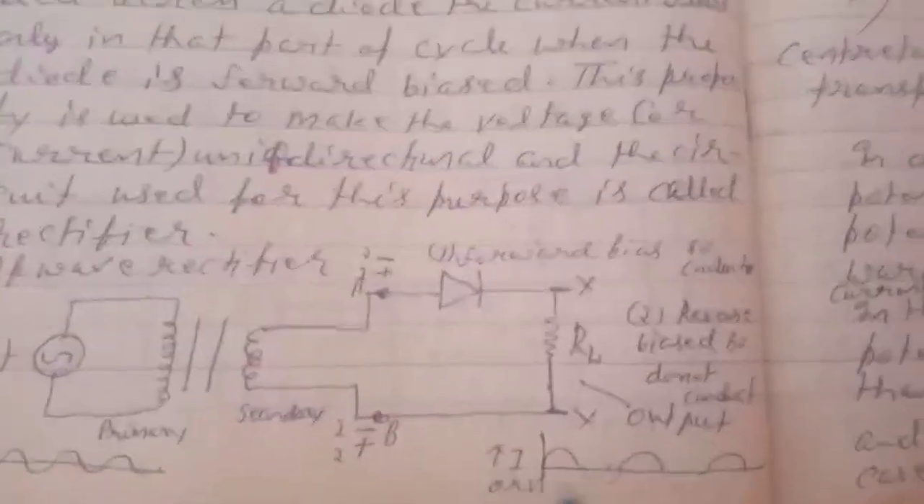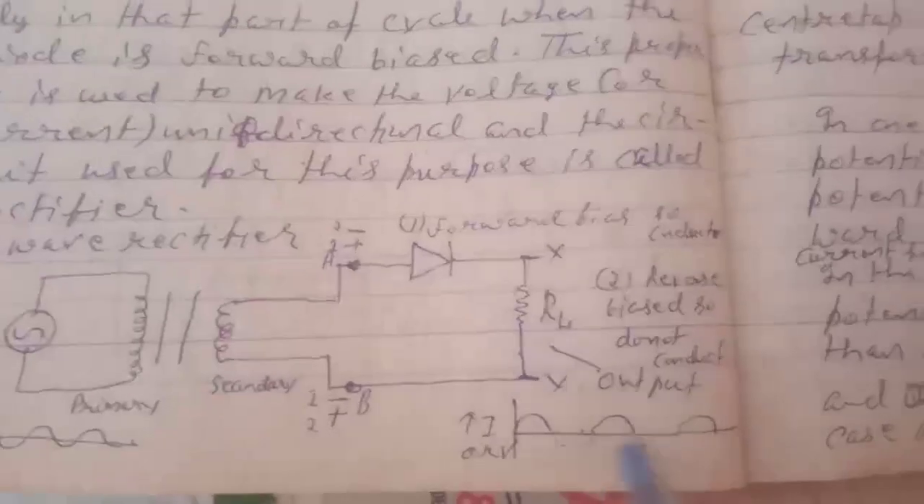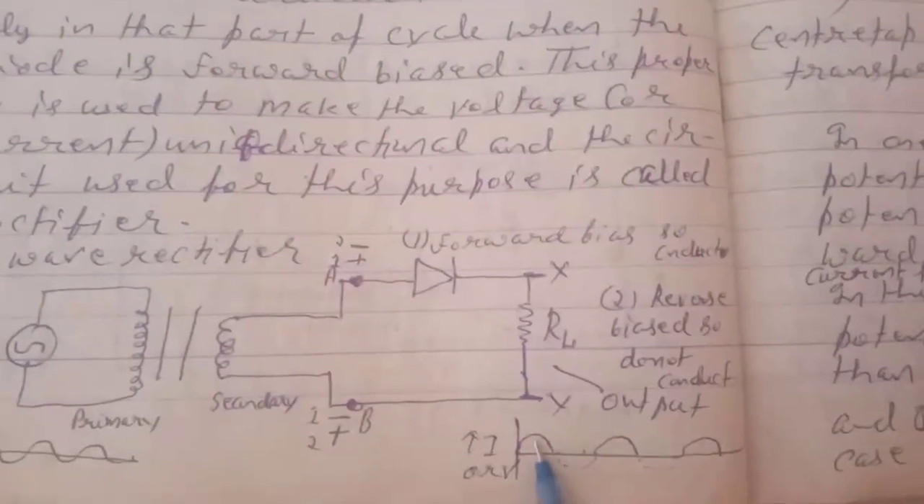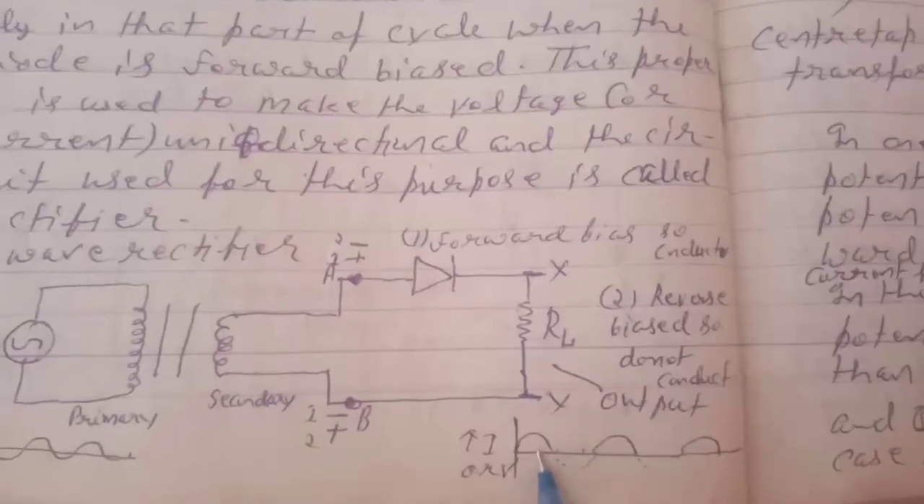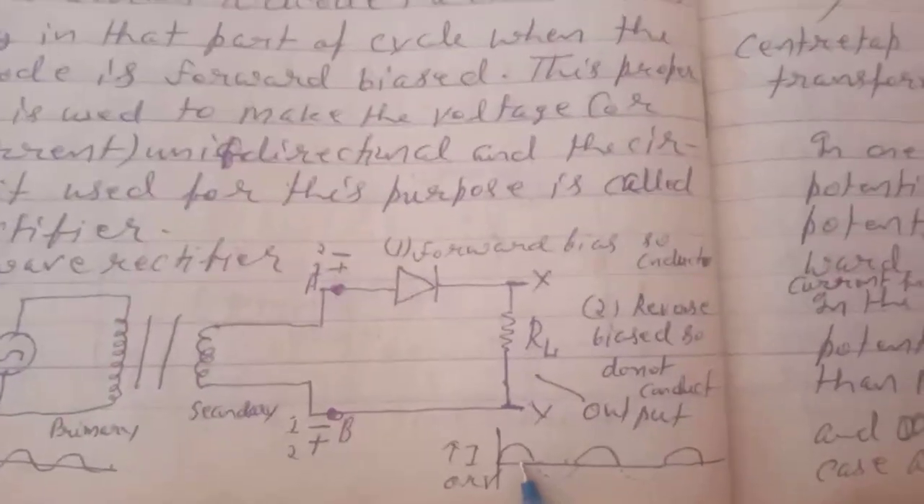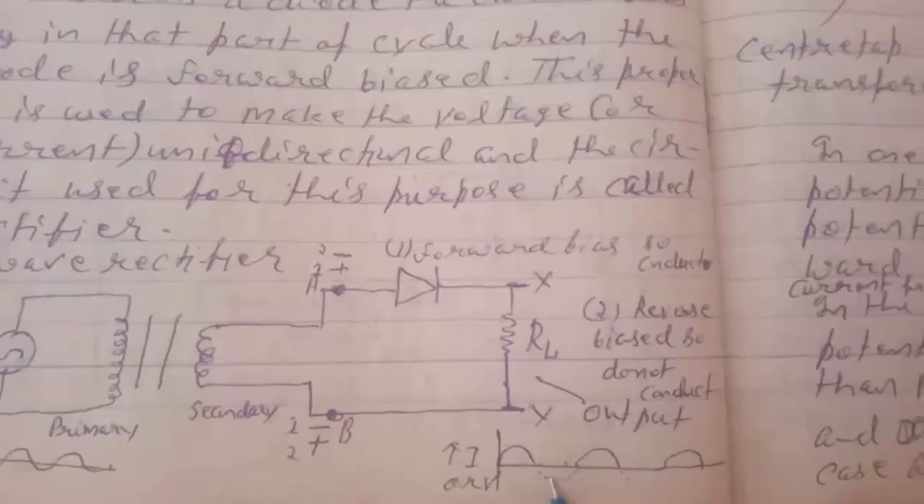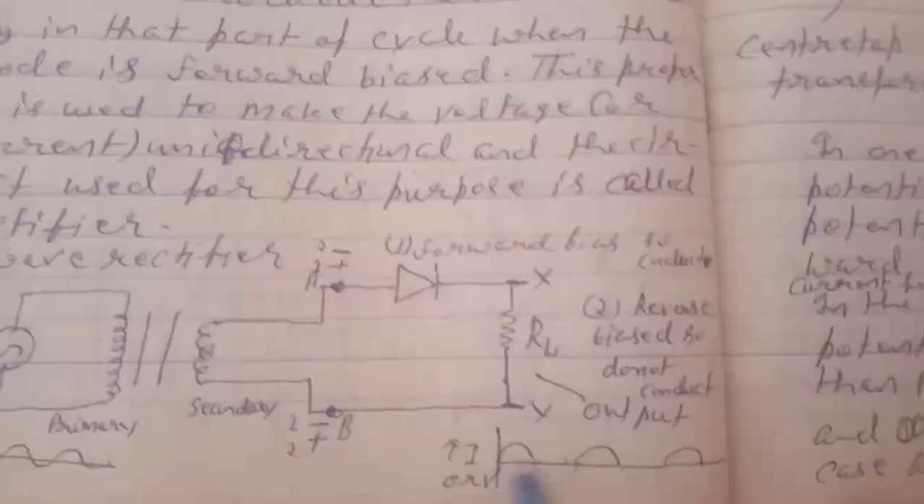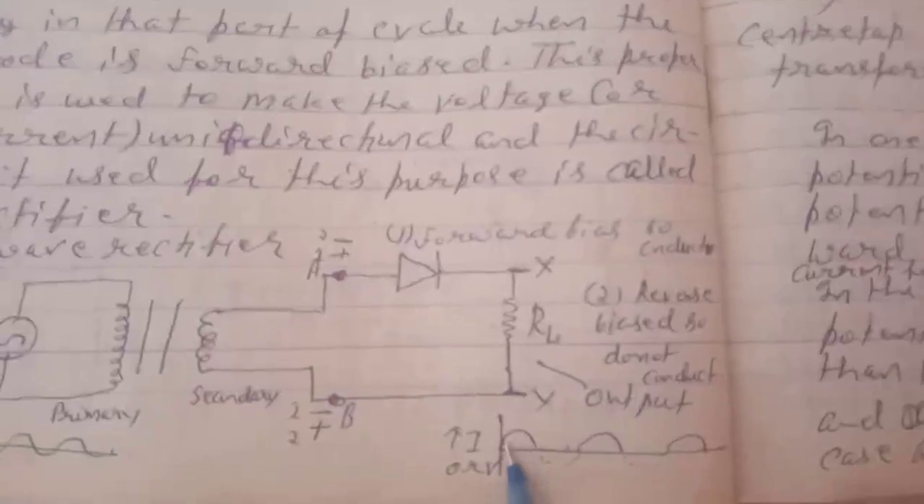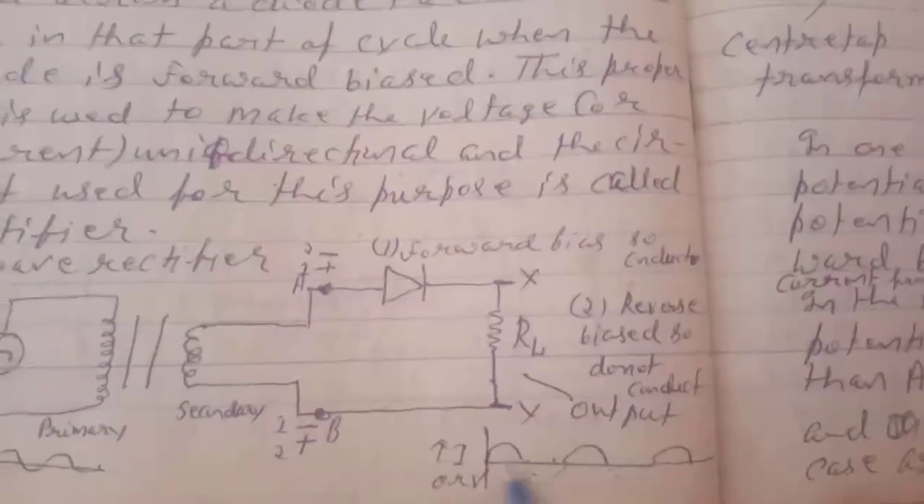So our graph will be like this. For a given half cycle there will be output, and for another half cycle there will be no output, and similarly we go on. So we find the output like this.